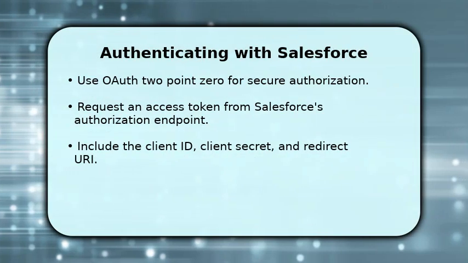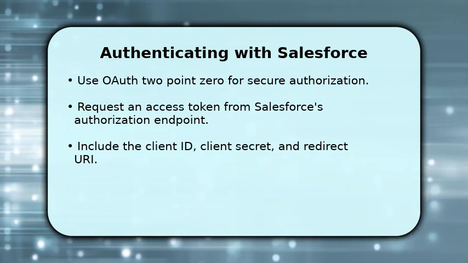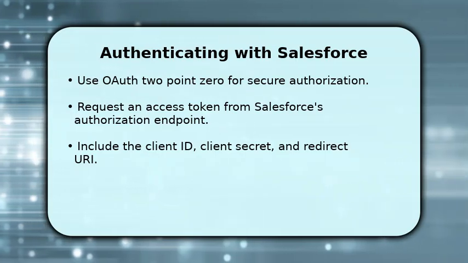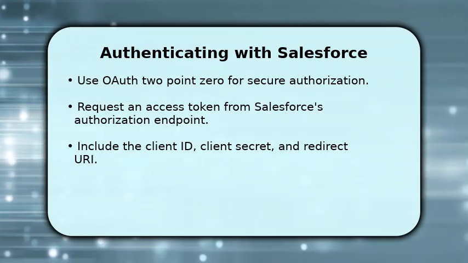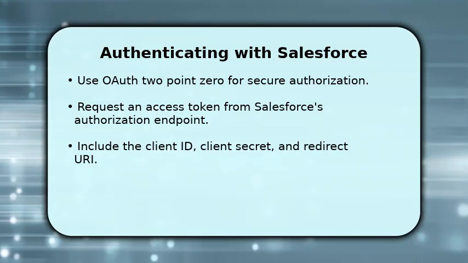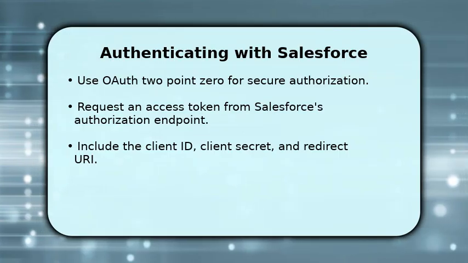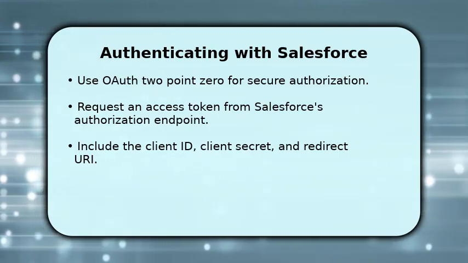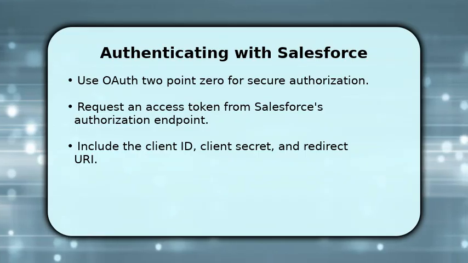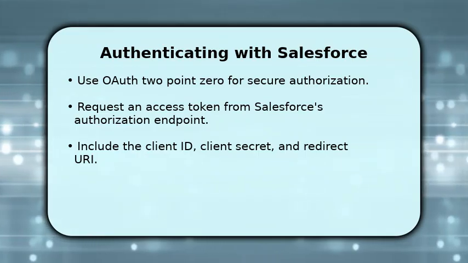To authenticate with Salesforce, you will use OAuth 2.0 for secure authorization. Request an access token from Salesforce's authorization endpoint. Be sure to include your client ID, client secret, and the configured redirect URI in your request. This access token is crucial as it grants temporary access to your Salesforce API, typically valid for a few hours.